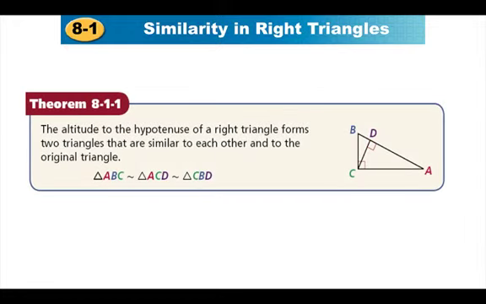This is the first term that you're going to be using in this section. Term 8.1.1. Follow along. It says the altitude to the hypotenuse of a right triangle forms two triangles that are similar to each other and to the original triangle. In other words, when you have this situation, you have three triangles that are similar. I want you to pay attention to the size of the three triangles: the large triangle, medium size, and the small triangle. All three are similar. Let's move on to the next slide and apply this term.